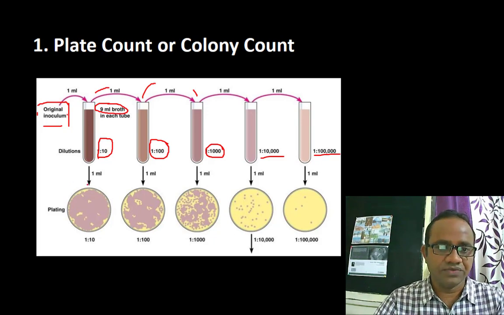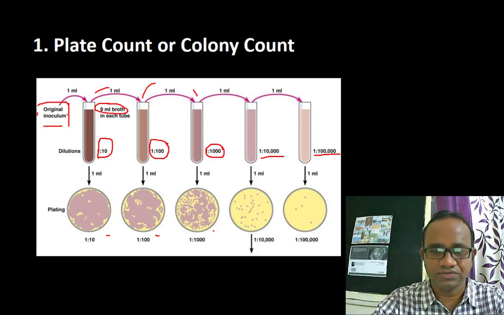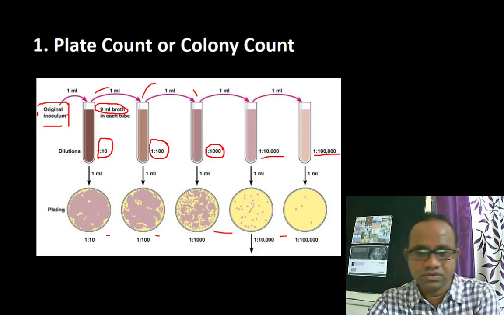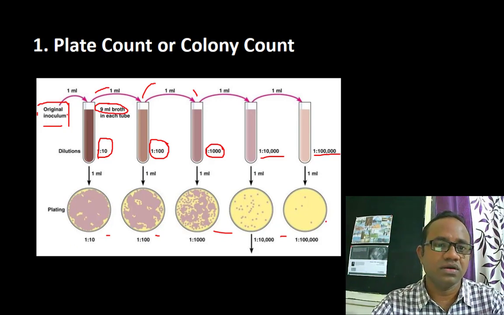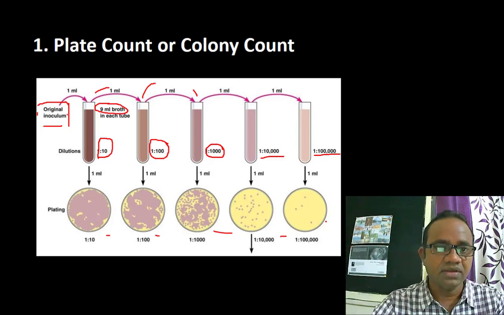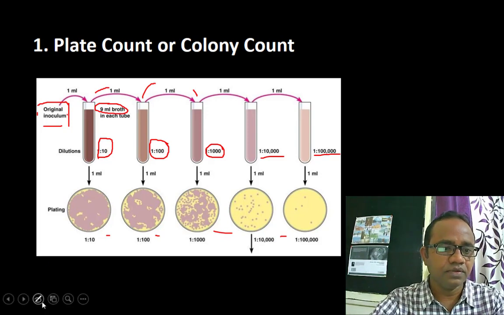We prepare a nutrient agar plate, and then add the 1 ml aliquot from each of the tubes, spread it with the spreader, and then incubate all these plates at 24 degrees centigrade. After incubation, we find the number of colonies produced for each particular dilution tube.